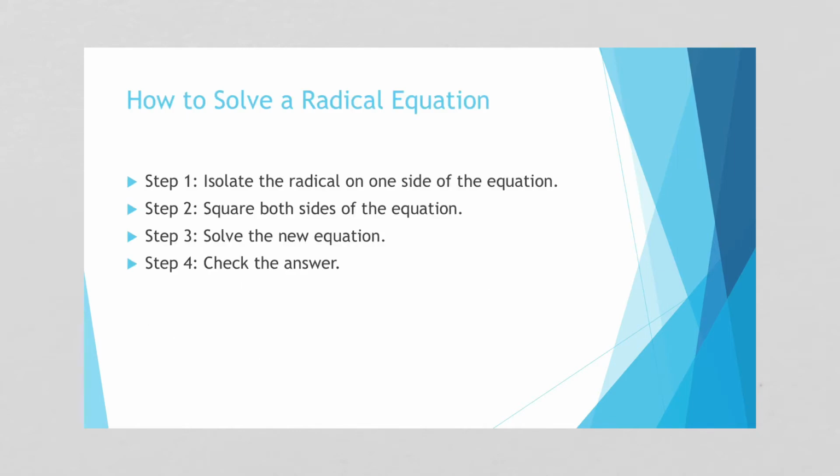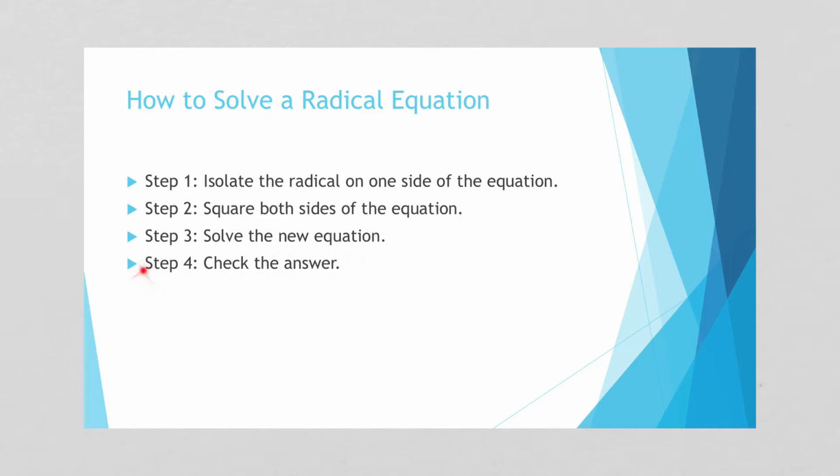So there are some steps to solving a radical equation. Step 1, we want to isolate the radical on one side of the equation. Step 2, we square both sides of the equation. Step 3, we solve the new equation, and then step 4, we always check our answer.